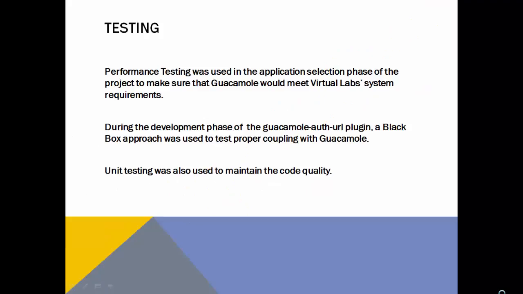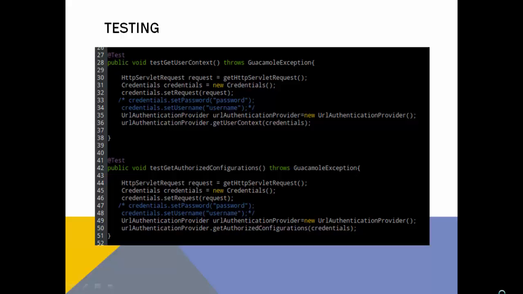Each phase of the Guacamole implementation underwent testing. The solution selection phase had stress testing, and the plugin development phase had black box testing while trying to integrate it into the main Guacamole application. Unit testing and integration testing were also used.